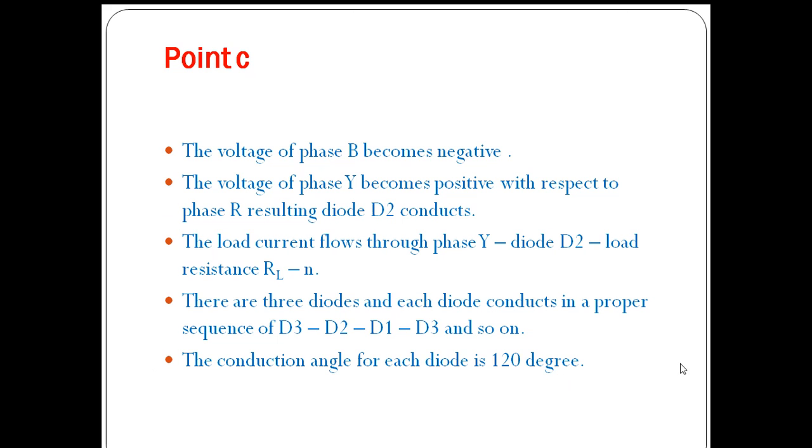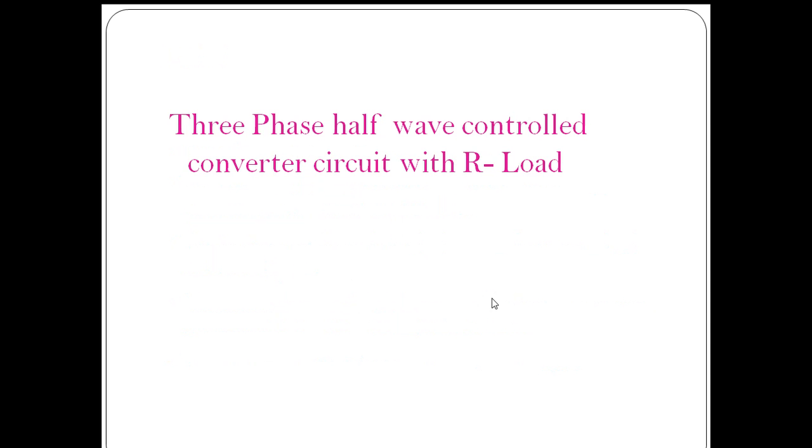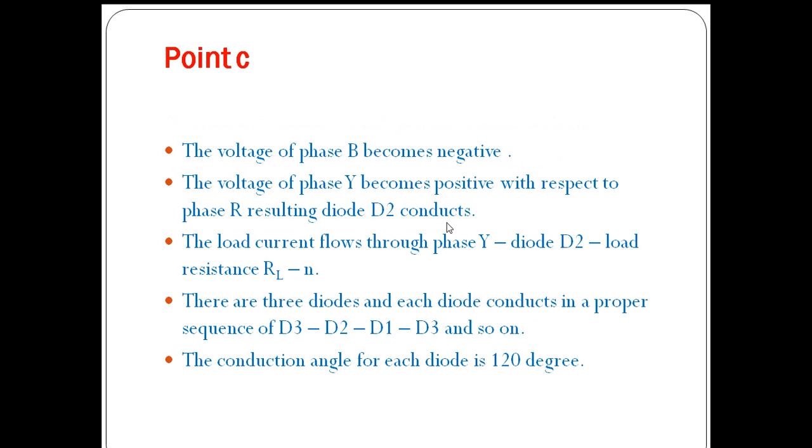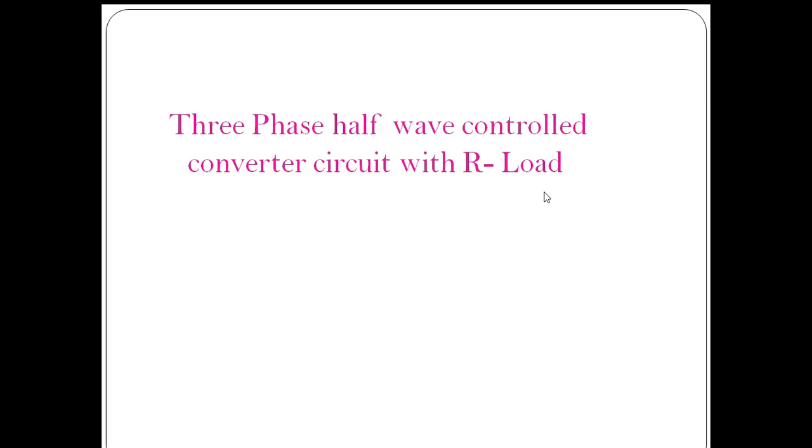We are using diodes in each phase, and whenever a diode is in forward bias, as we are not having any control over the instant of conduction, we are getting constant output voltages. So this is the circuit operation for three-phase uncontrolled converters. Now we are going to discuss the three-phase half-wave controlled converter with the R load.